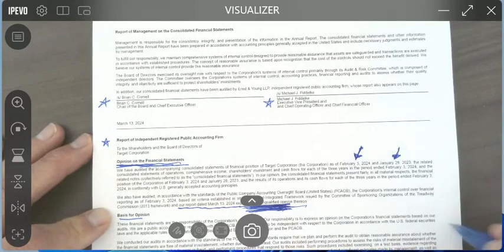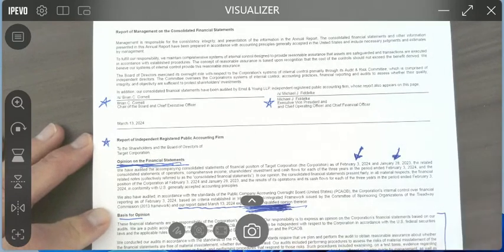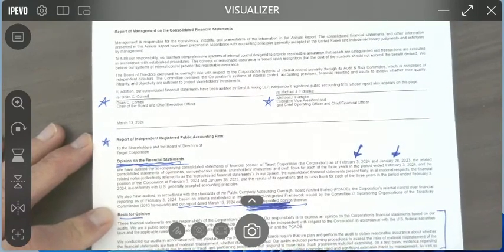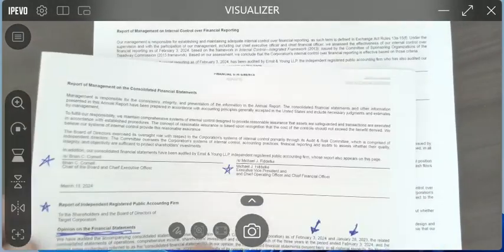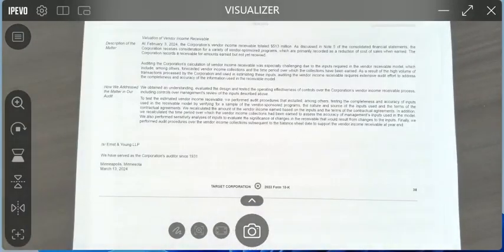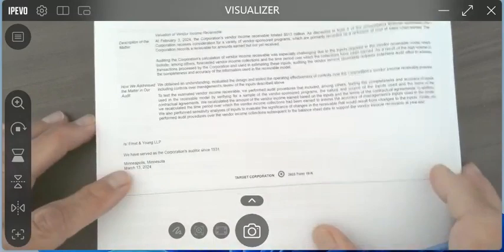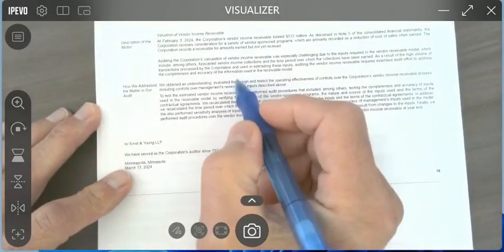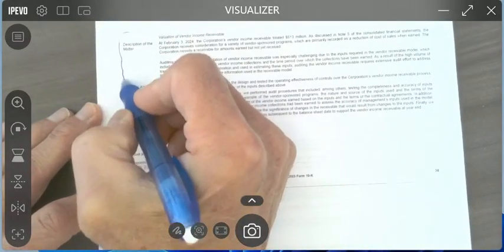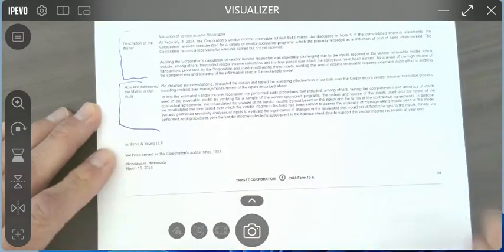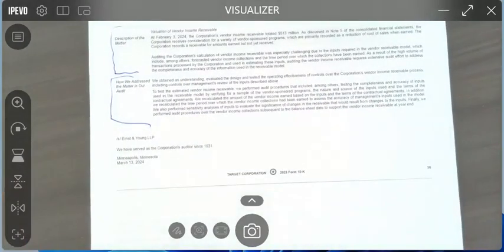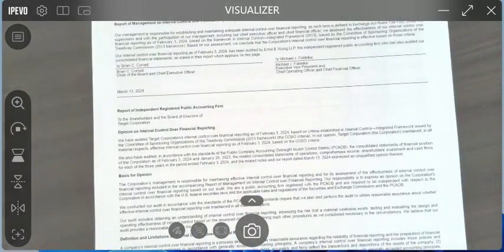Here's the basis for the opinion. Here's what they did. Here's any critical audit matters they want you to know about. And there's the signature. Here's the description of a matter they wanted you to know about and how they addressed the matter in their audit. Look at that at your convenience.